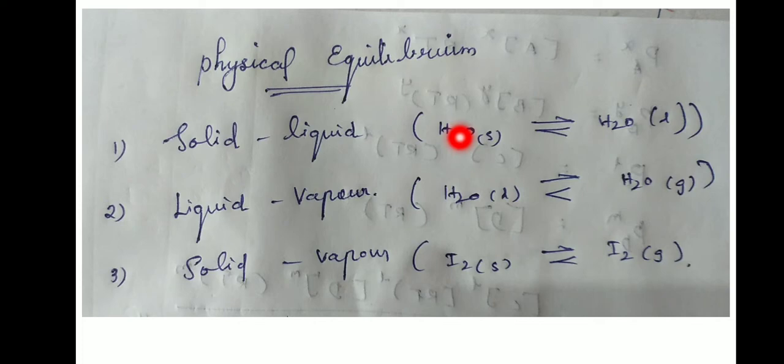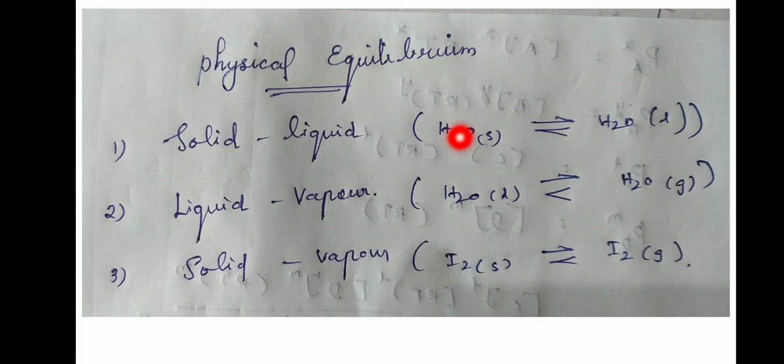Yes, good morning everyone. Now we are going to talk about 11th chemistry revision: unit 8, physical and chemical equilibrium, and unit 9, solutions. First one, what is physical equilibrium? There are three types of physical equilibrium: solid-liquid equilibrium, liquid-vapor equilibrium, and solid-vapor equilibrium. So what is physical equilibrium?